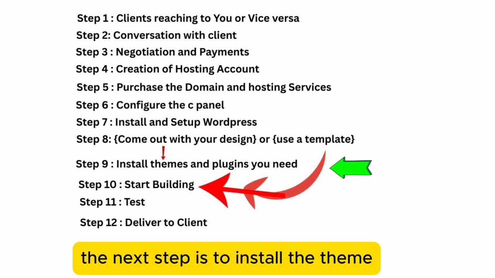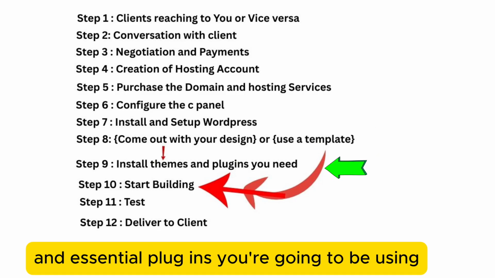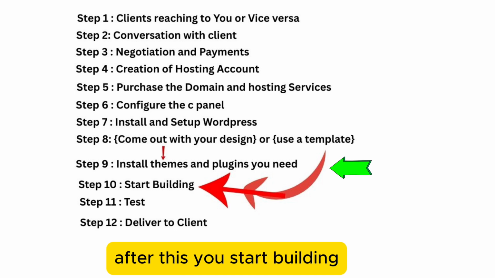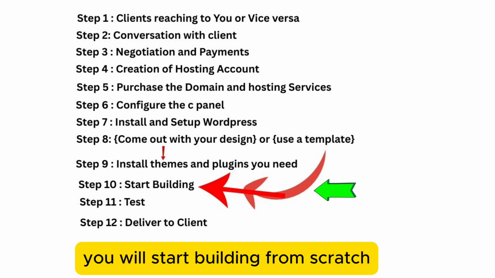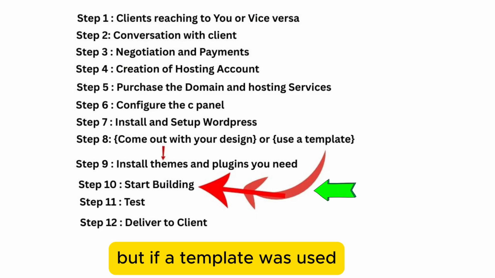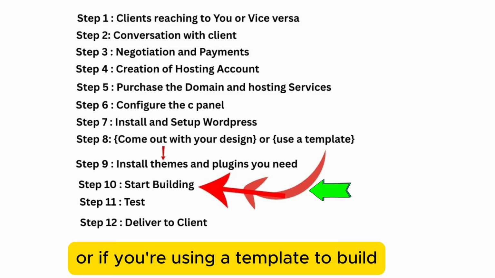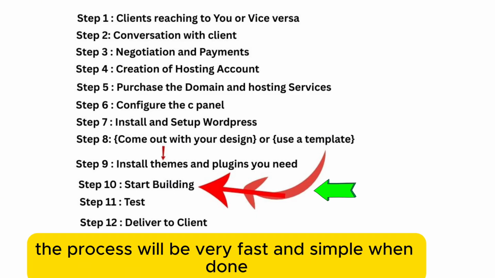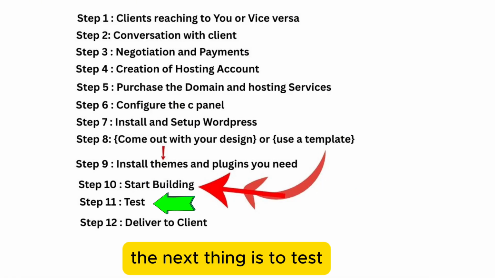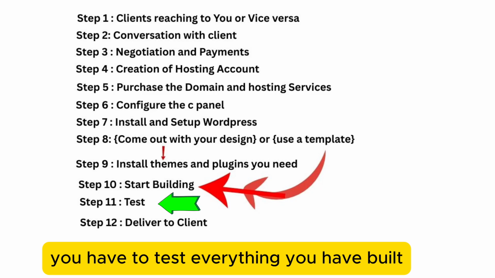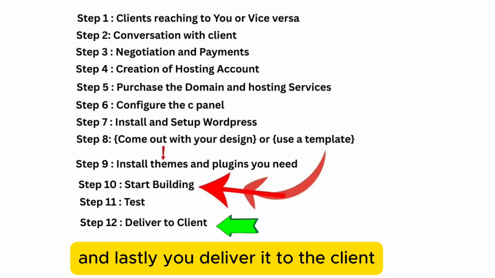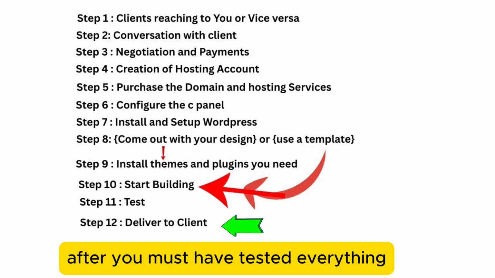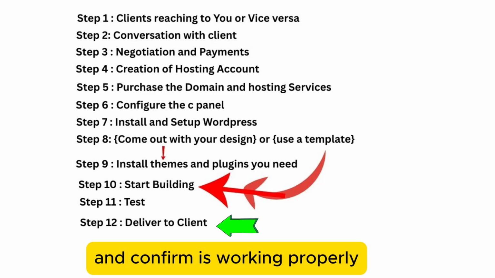The next step is to install the theme and essential plugins you're going to be using. After this, you start building. If you drafted the design yourself, you will start building from scratch. But if you're using a template to build, the process will be very fast and simple. When done, the next thing is to test. After building, you have to test everything you have built to ensure everything works properly. And lastly, you deliver it to the client after you must have tested everything and confirmed it's working properly.